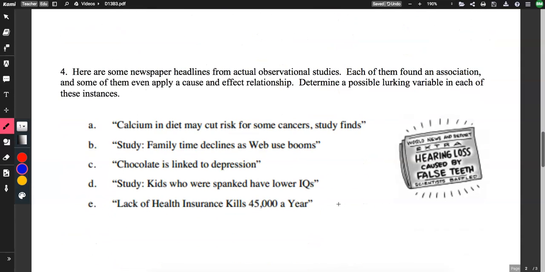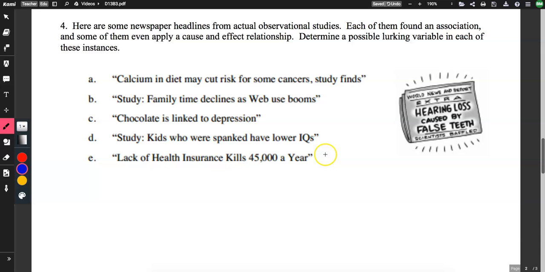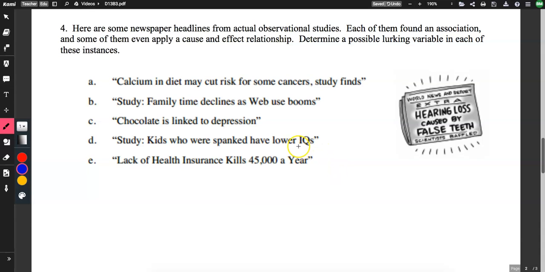This next set, I don't really like this one, so I'm just going to talk through it. It's headlines from newspapers from actual studies. Each of them are claiming some type of association, and some of them even say there's a cause and effect, but let's think about other lurking variables. So I don't like this because you have to know a lot about some of these to think of another variable, so it's kind of difficult.